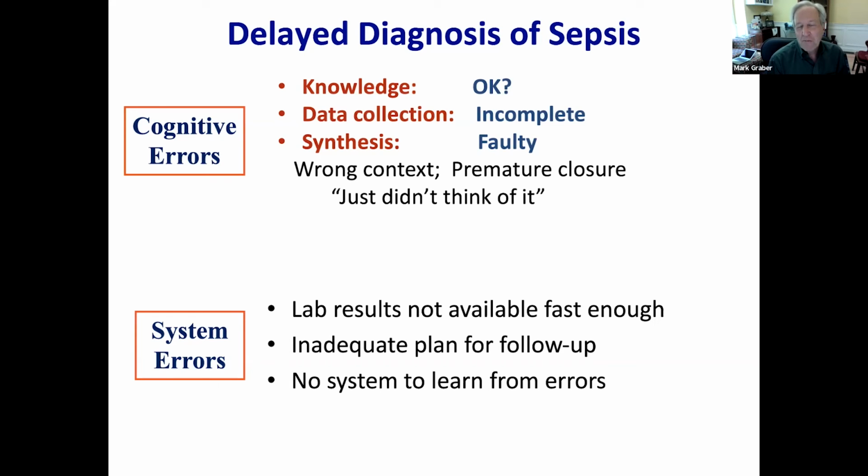There's a famous paper in our domain by George Bordage, Why Did I Miss the Diagnosis? That's the title of the paper. And the conclusion is, well, I just didn't think of it. And it's absolutely true. That happens a lot. Well, how about the system things? It would be great if the lab results had been available quicker, a better plan for follow-up, some way for them to get re-engaged.